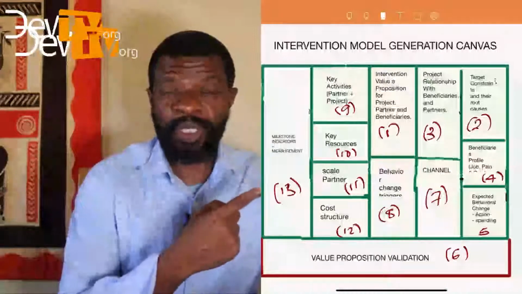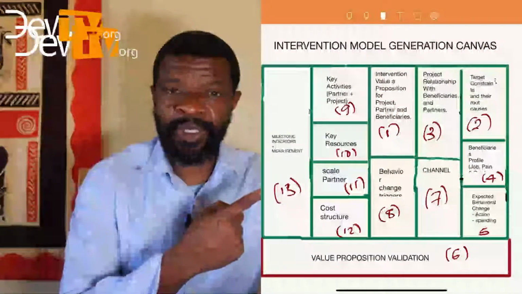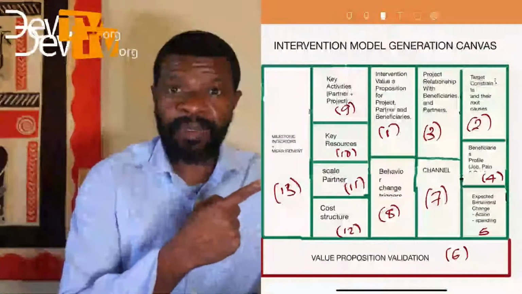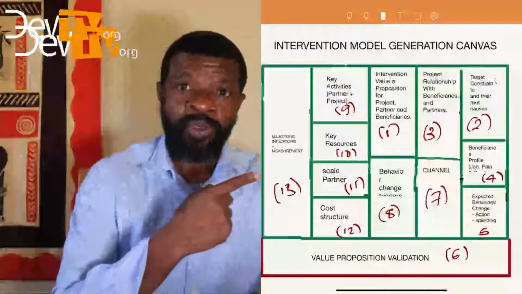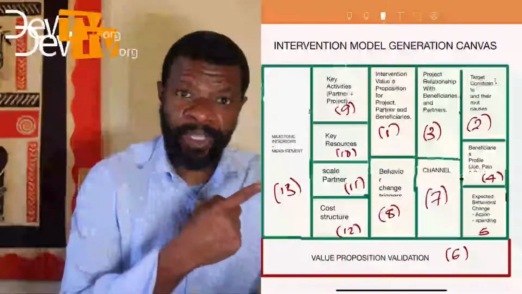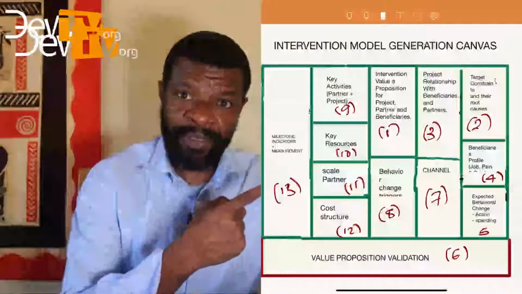that I introduced on several videos on this channel. This video goes through the 13 building blocks of the intervention generation canvas.